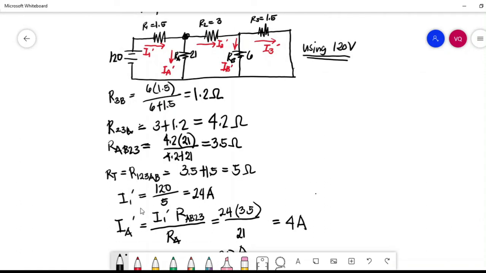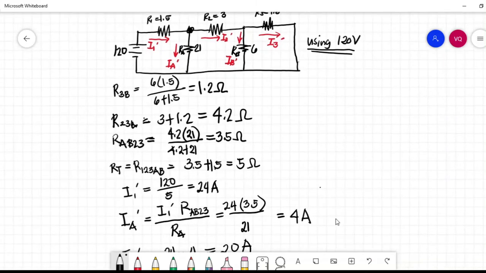Total current now, I1 prime, is equal to 120 divided by 5 equals 24 amperes. By current divider theorem, we can solve IA prime, which is equal to I1 prime multiplied by the total resistance. Here, the combination of R23B and RA, which is equal to 3.5 divided by RA, which is 21. So 24 times 3.5 divided by 21 is 4 amperes.